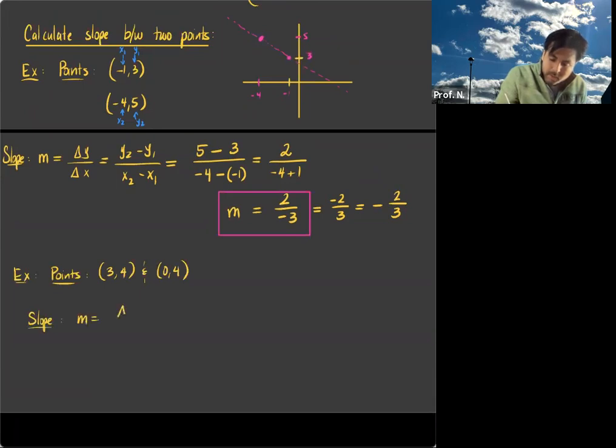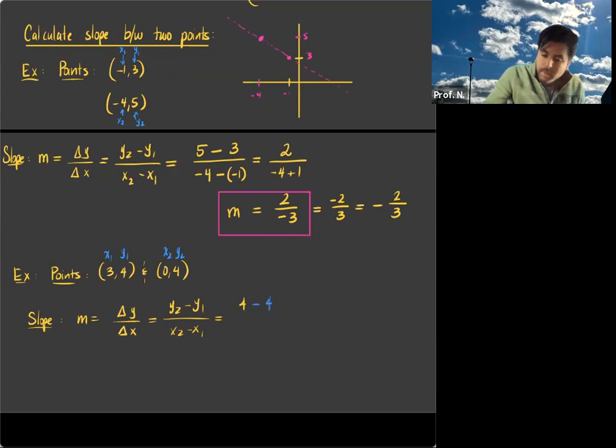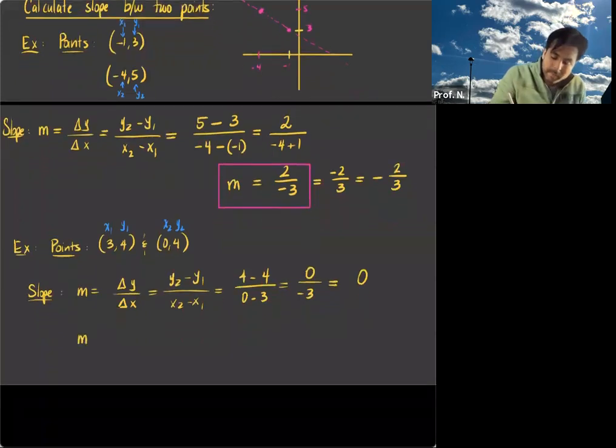So m would be the change in y over the change in x, y2 minus y1 over x2 minus x1. So y2 would be what? I have to make a decision, right? x1, y1, x2, y2. So this would be 4 minus 4, and then over, x2 would be 0 minus 3. 4 minus 4 is 0, and 0 minus 3 is negative 3. But 0 divided by anything is 0. So what's my slope? My slope is 0.